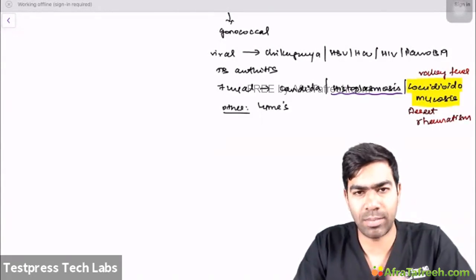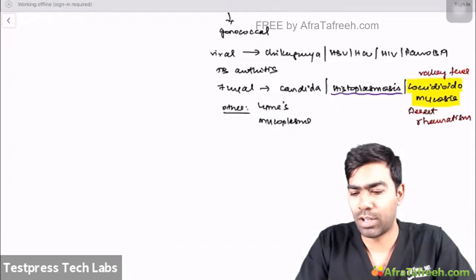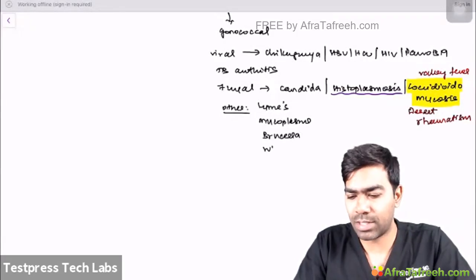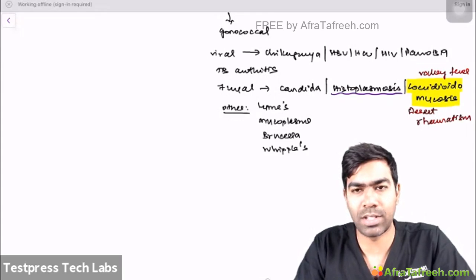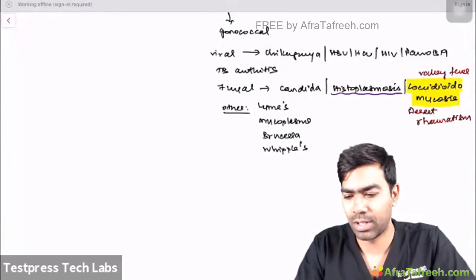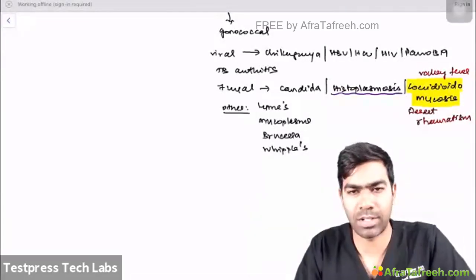Lyme arthritis is extremely common in the setting of Lyme disease. Then mycoplasma can produce arthritis. Then brucella can produce arthritis. Then you have Whipple's disease. One of the important extra-intestinal manifestations of Whipple's disease is arthritis. The organism, Tropheryma whipplei, typically produces malabsorption, but there are a lot of extra-intestinal manifestations of Whipple's disease as well.